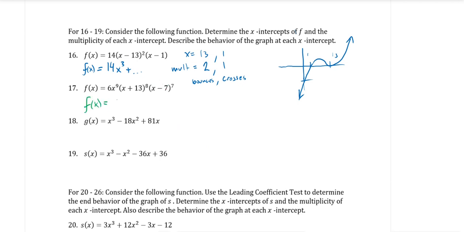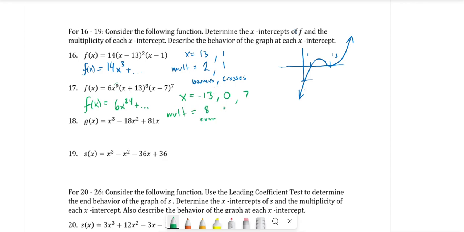What is our leading coefficient? It is 6 times 9 plus 8, which is 17, plus 7, which is 24, and change. We have zeros at x equals negative 13, x equals 0, and x equals positive 7. Its multiplicity at those zeros is, at 13, we have an 8, which is even. We have a 9 multiplicity at 0, which is odd, of course. And we have multiplicity 7 at the root of 7, which is odd. This tells us that it bounces off the x-axis there, it crosses there, and it crosses here too.